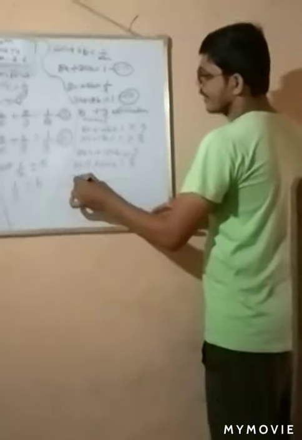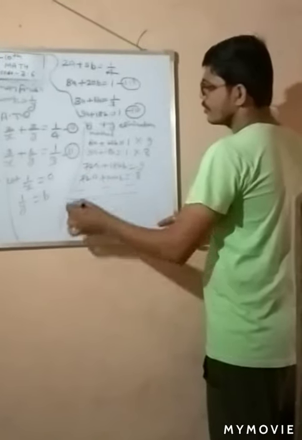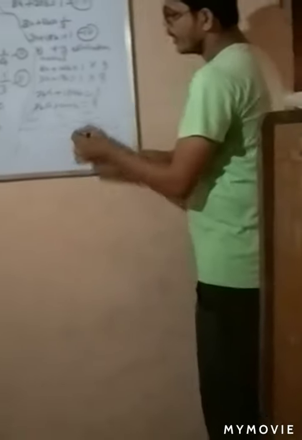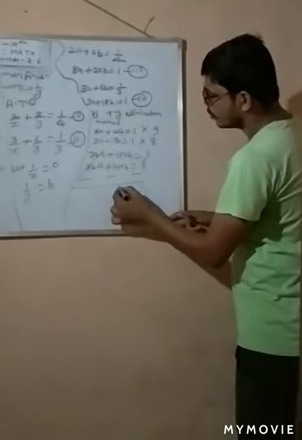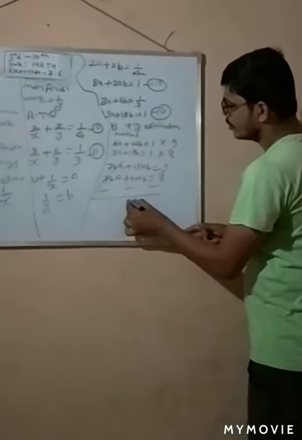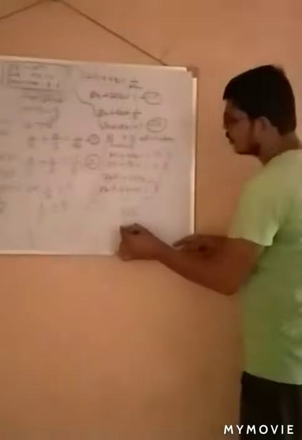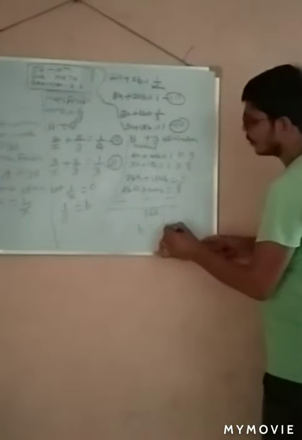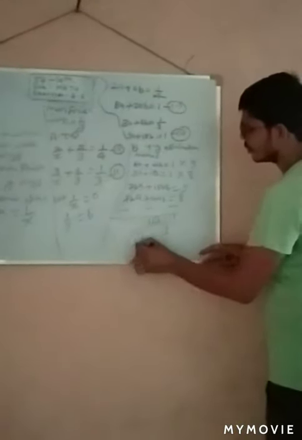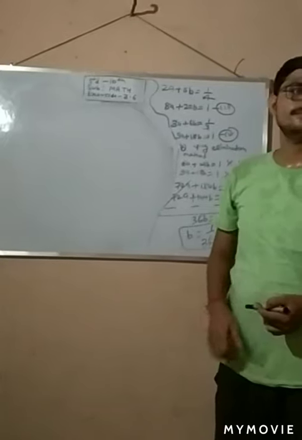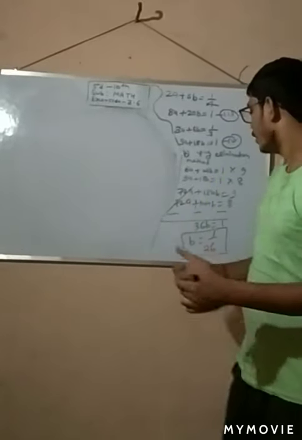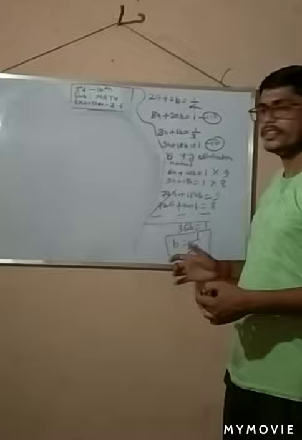Now the 72A terms cancel out here. So subtracting, 180 minus 144 is 36B is equal to 1. Now B is equal to 1 by 36.